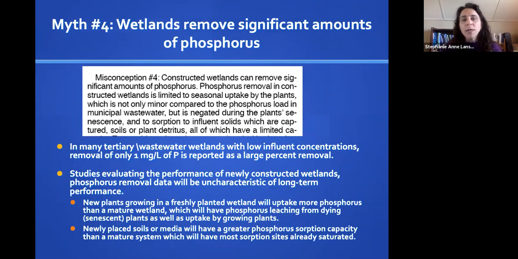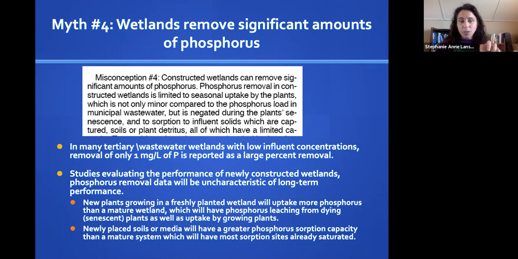And myth number 4 is that they can remove significant amounts of phosphorus. Phosphorus removal is limited to seasonal uptake by plants, which is not only minor compared to the phosphorus load in a lot of municipal treatment, but it's also negated by, again, these plants. Unless they're harvested, their leaves fall down. That phosphorus is still in the leaves, and that falls down into the water.